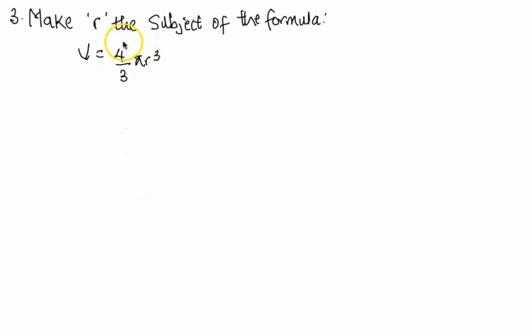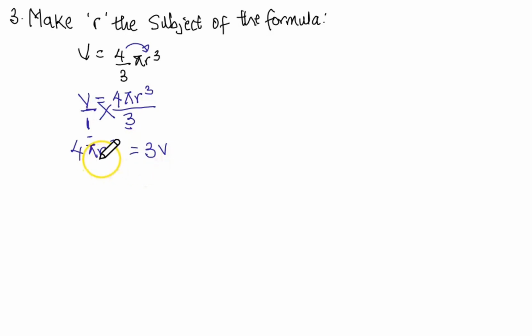So the first thing we can do is to multiply this numerator with this other one up here. So we have that V is equal to 4 pi R cube over 3. The next thing we can do is to cross multiply. But before I do that, I'll make this over 1. So we are going to cross multiply. So 4 pi R cube times 1 will give us 4 pi R cube. Next, 3 times V up here will give us 3V.